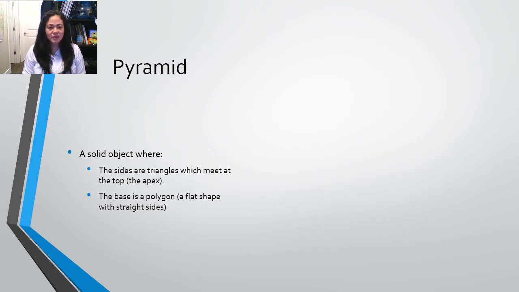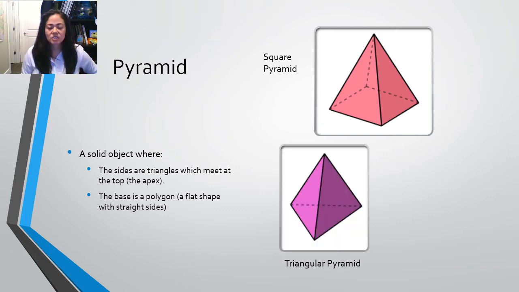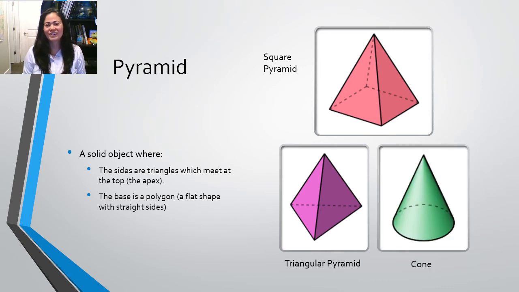Now, I know you know what a pyramid is, but we can have a pyramid with all different types of bottoms, right? So here, this one is a square pyramid, and that's probably like a pyramid you've seen before. But the shape could be any shape, really. Here's a triangular pyramid. And then, of course, when it becomes a circle at the bottom, we have a special name. We call that a cone. So the sides are triangles that meet at the top, and the base is some kind of flat shape. And so we name the pyramid based on whatever that shape is.